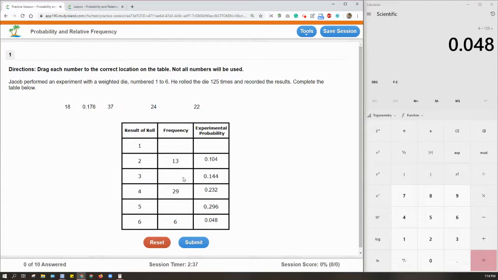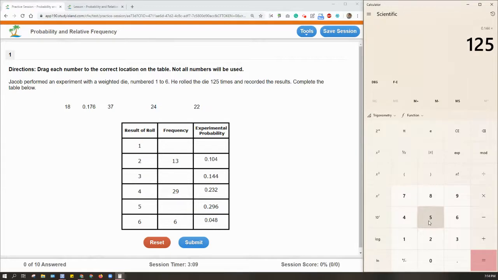Well, how do we go backwards? This one tells us the experimental probability, but not the frequency. For the number 3, it says the experimental probability was 0.144. So if the experimental probability is 0.144, which is 14.4%, that means that we got the number 3 that portion of the time. So I'm going to type that probability into my calculator, 0.144, and multiply by the total this time, times 125.